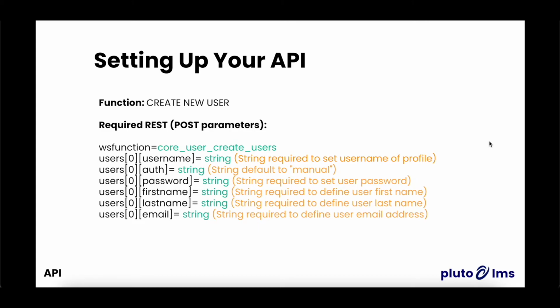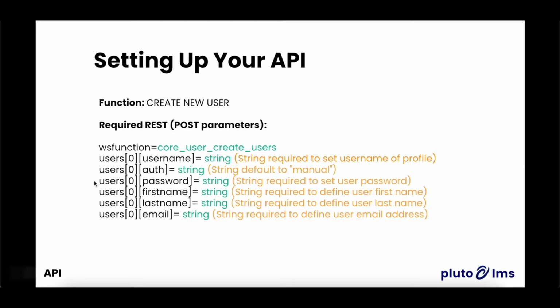We're going to create a new user inside of the LMS. So we're going to use an example. Let's say you have a new Salesforce contact and you want to send that information to Pluto LMS. So your API is going to be the middleman between Pluto LMS and Salesforce. And the function that you're going to use is core_user_create_users. Our support documentation is quite detailed with the various functions.